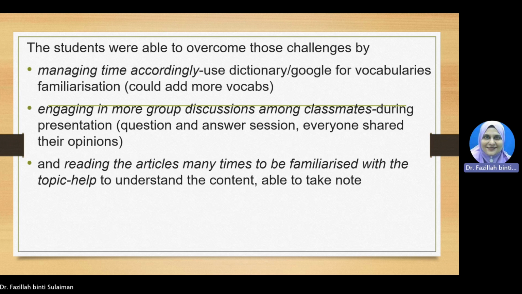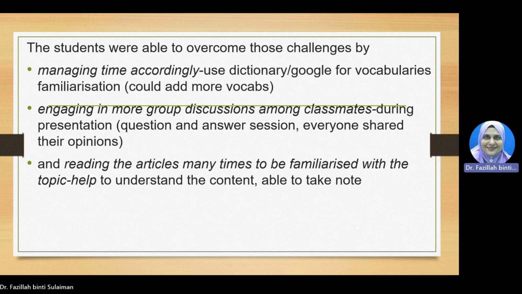But then how did they overcome those challenges? They managed to overcome those challenges because, Alhamdulillah, every week they managed to present, and they managed to understand the topic. So how did they manage to overcome those challenges? They actually managed their time accordingly.